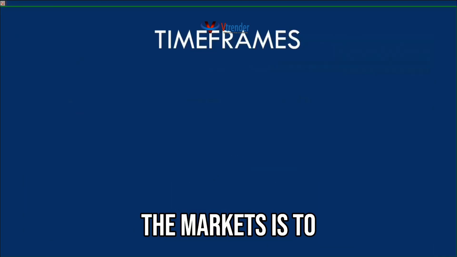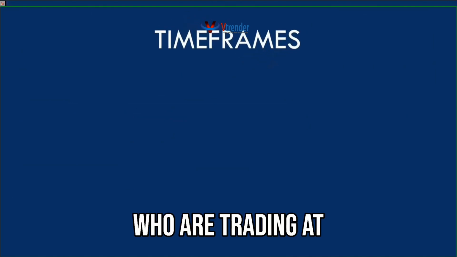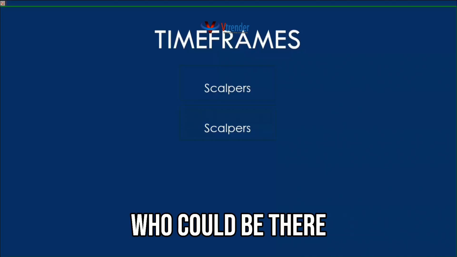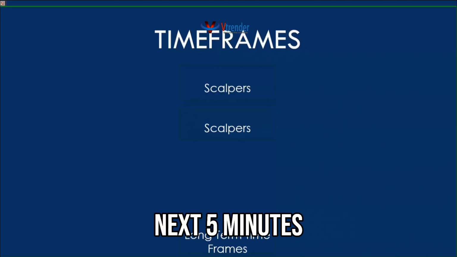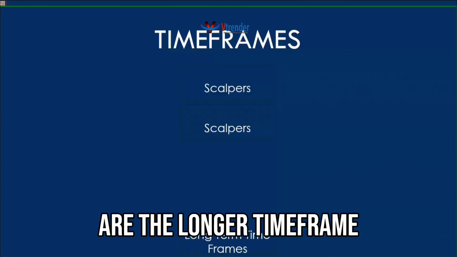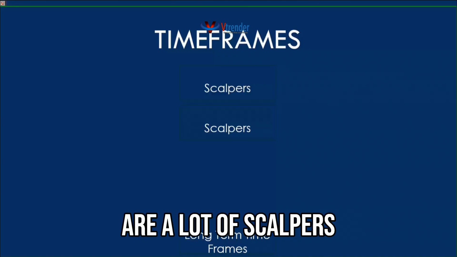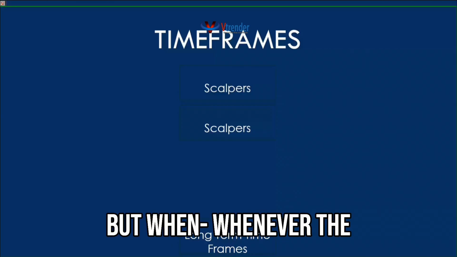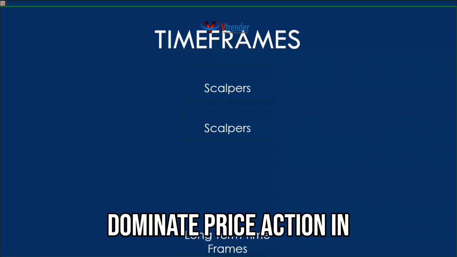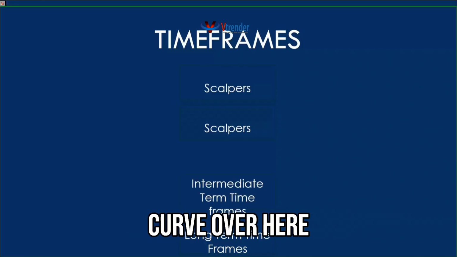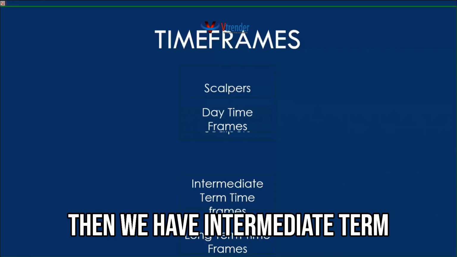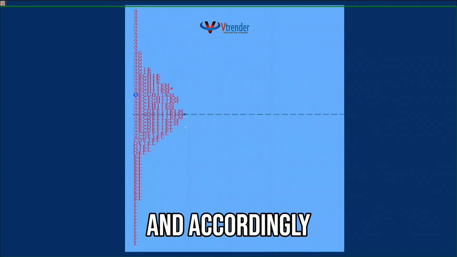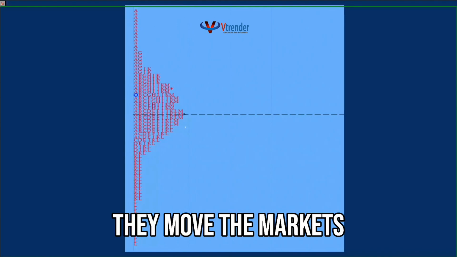So the key in the markets is to understand that there are different time frames who are trading at all times. We have scalpers, your shorter time frame, who could be trading only for the next 5 minutes. And on the opposite side of those scalpers are the longer time frame traders. There are a lot of scalpers, by the way, and longer term time frame traders are few. But whenever the longer time frame comes, they tend to dominate price action in their particular way. Opposite ends of the curve over here. Then we have intermediate term time frames, the day time frame, and the shorter time frame. And accordingly, they move the markets in different ways.